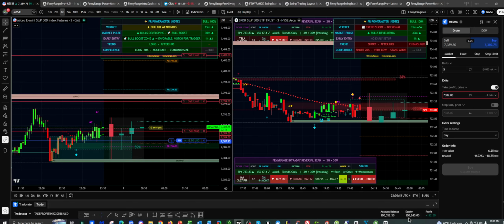And this is all you do. You just sit back, relax, and let the trade play itself out. As you can see, we're getting some confirmation here. Bulls developing, strong bull boost zone, favorable, watch for trigger. And all the higher time frames are firing long. We know we're in after hours. Now our long confluence has changed to 60%. It was at 40% before. So the direction is looking very promising.